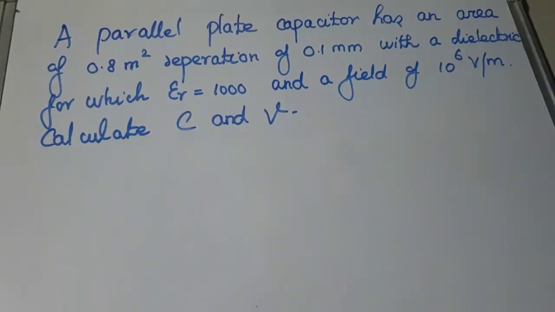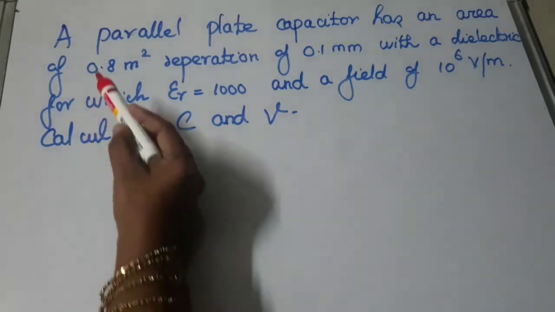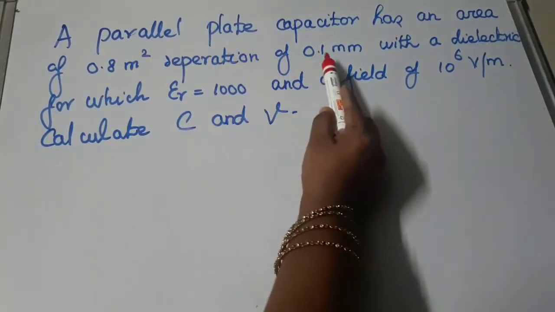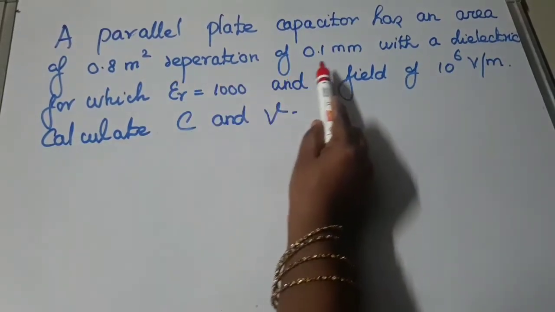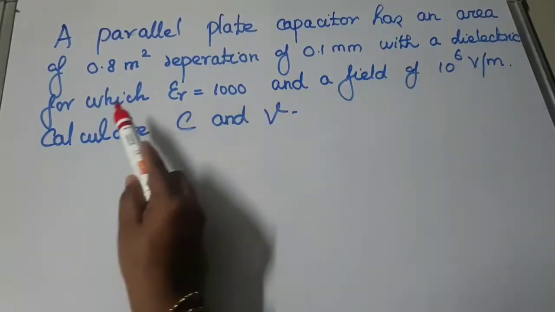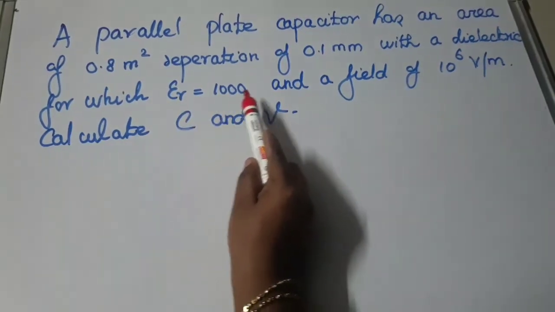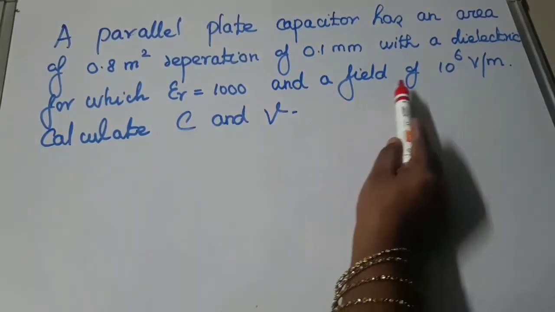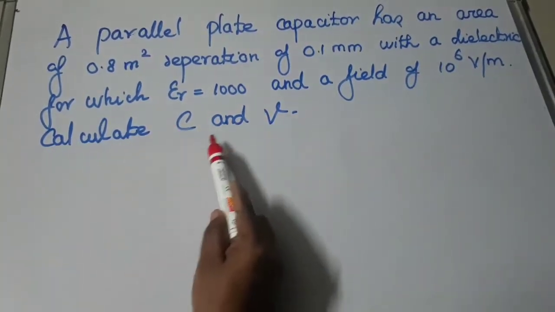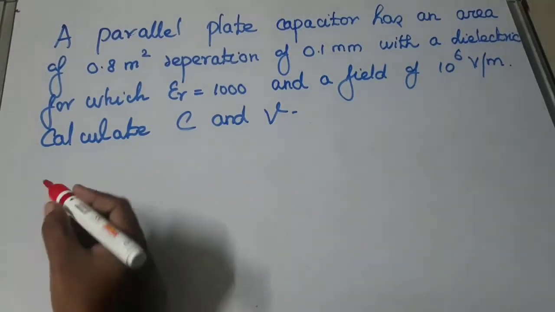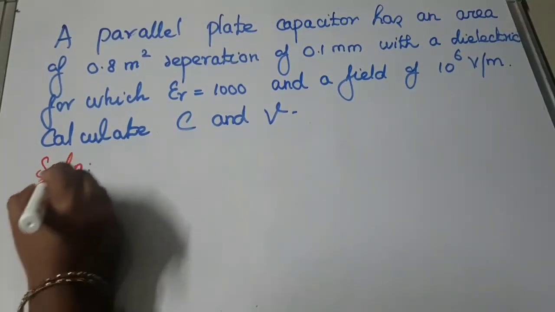Hello everyone. Today we are going to discuss a problem relevant to finding the capacitance value C and the potential value V. So this is the question. A parallel plate capacitor has an area of 0.8 meter square, separation of 0.1 mm with a dielectric for which epsilon r is equal to 1000 and a field of 10 power 6 volt per meter. Calculate C and V.